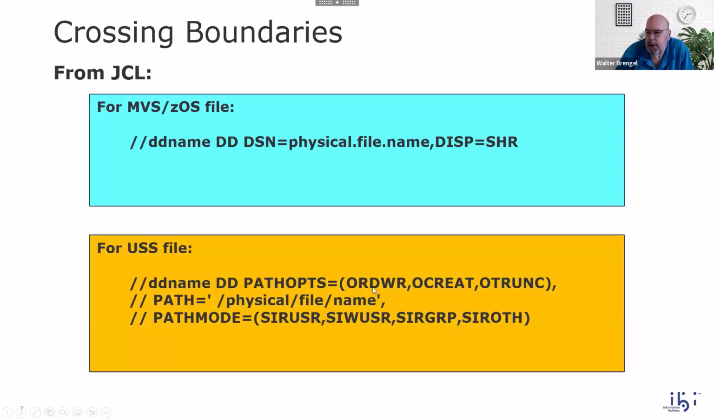So this says it's going to be read write, ORDWR. The OCREAT says if it doesn't exist, create it. And the OTRUNC says if it does exist, then wipe it out, so it's going to start from fresh. The path mode is your chmod. It's your permissions. So we have the user can read, the user can write, the group can read, and other can read. So unless you're the owner, you can't write, but you can read.